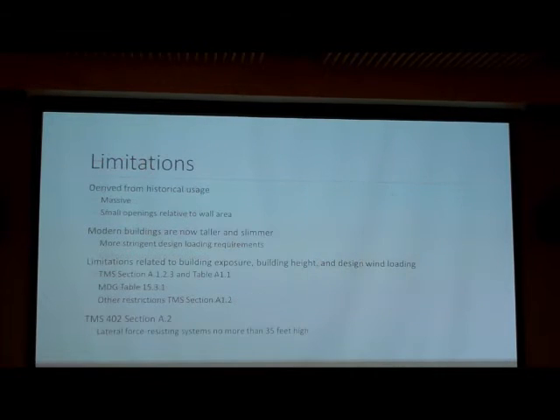So some more limitations that we see with empirical design. One is it is derived from historic usage, so it's really kind of difficult to get modern adaptations because we base it off of what we can see from history. A big thing is that it has to be massive. You really can't use small structures with empirical design for it to be effective. And another thing is the openings that you have in your structure are small relative to the wall area.